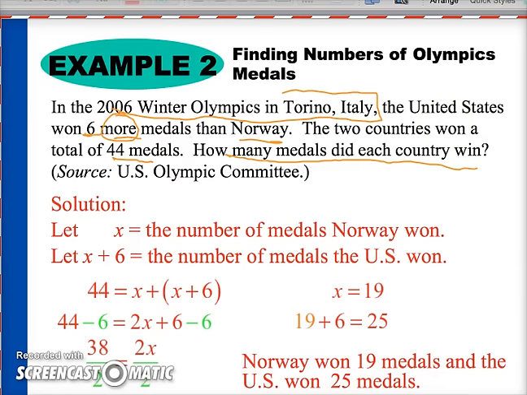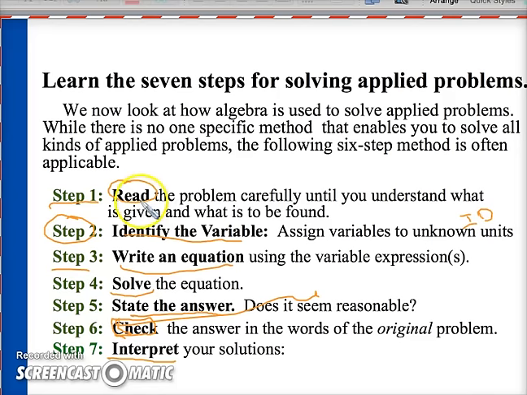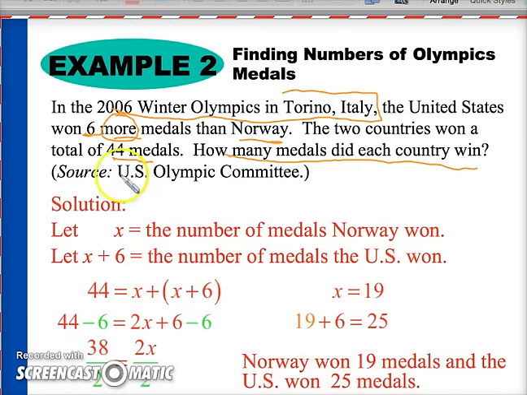So you go back to your notes, you're going to say, okay, I finished step 1, I read it. Now I'm going to identify a row and write my equation, so 2 and 3. So I finished reading, I understand what they want. They want to know each country, how many they won. Let's do my variables. Let x be the number of medals Norway won, because I don't know how many medals they won. But I know that the United States will be x plus 6 more. You see that? 6 more medals than Norway. So wherever Norway wins, which I don't know, I call it x, I'm going to get 6 more, and that will be the number of the United States.